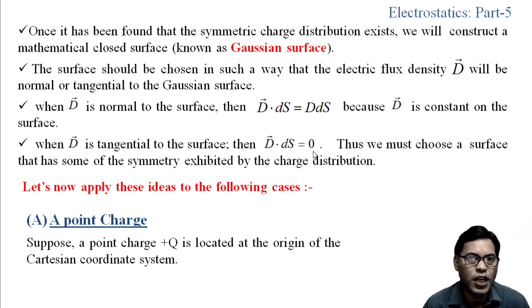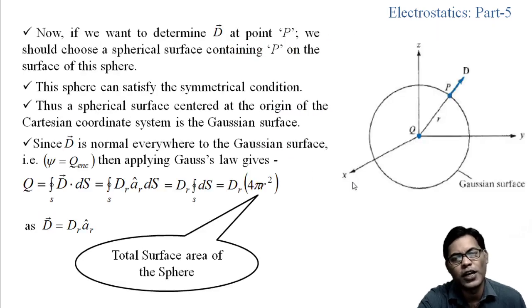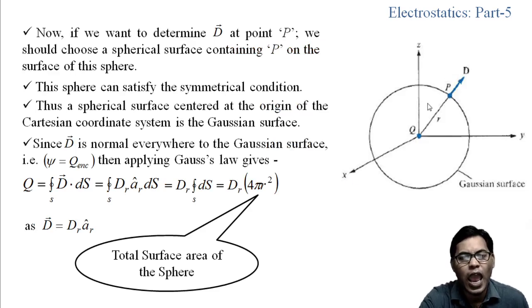Now let us apply the Gaussian law to calculate the electric flux density for different charge distributions. First, we are considering a point charge, and for the point charge we are going to calculate the electric flux density using Gauss law. Suppose a point charge plus q is placed at the origin of the Cartesian coordinate system. Here you can see the Cartesian coordinate system x, y, z, and at the origin we have placed the charge plus q. Now the next step is to draw the Gaussian surface.